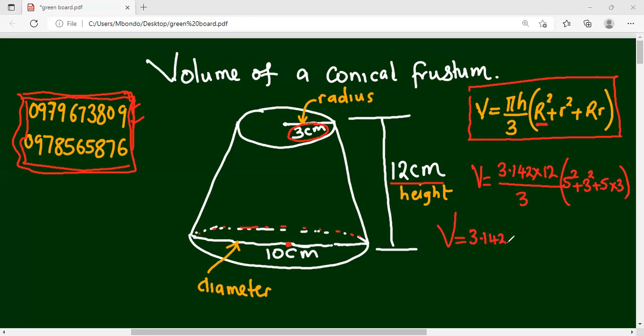All right, then we go on and say volume is equal to 3.142 multiplied by, we can actually divide this 12 by 3. When we divide 12 by 3, it's going to be 4. All right. Then here we are going to have 25 plus 9 plus 15.